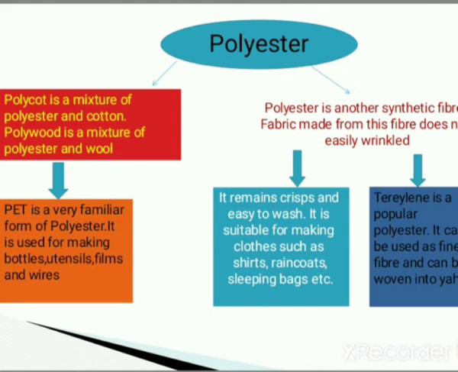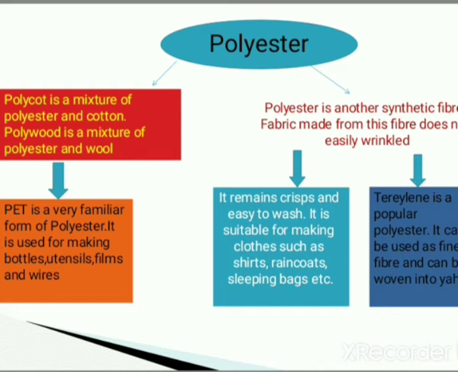Terylene is a popular polyester. It can be used as fine fiber and can be woven into yarn. I am quite sure PET is a very familiar form of polyester. It is used for making bottles, utensils, films, and wires. When you buy bottles, you will see at the bottom of the bottle it is written PET. So these are some of the uses of polyester.